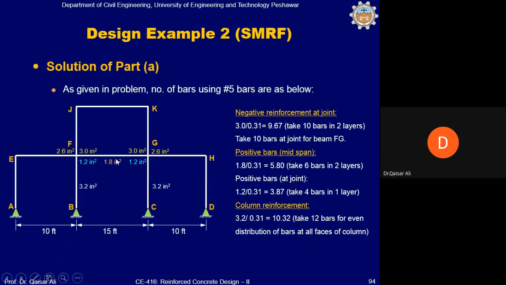4 plus 2 bar is bottom reinforcement. Now at the end of the beam, 1.2 divided by 0.31 is equal to 3.86. We will use 4 bars in 1 layer here at the end of the beam.